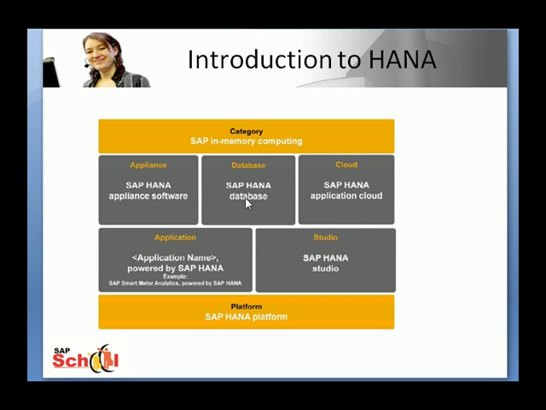You have the HANA database, which refers to the database technology itself. Then you have the HANA Studio, which refers to the suite of tools provided by SAP for modeling. HANA Appliance refers to the HANA database as delivered on partner certified hardware as an appliance. HANA Application Cloud refers to the cloud-based infrastructure for delivery of applications, typically existing SAP applications rewritten to run on HANA.